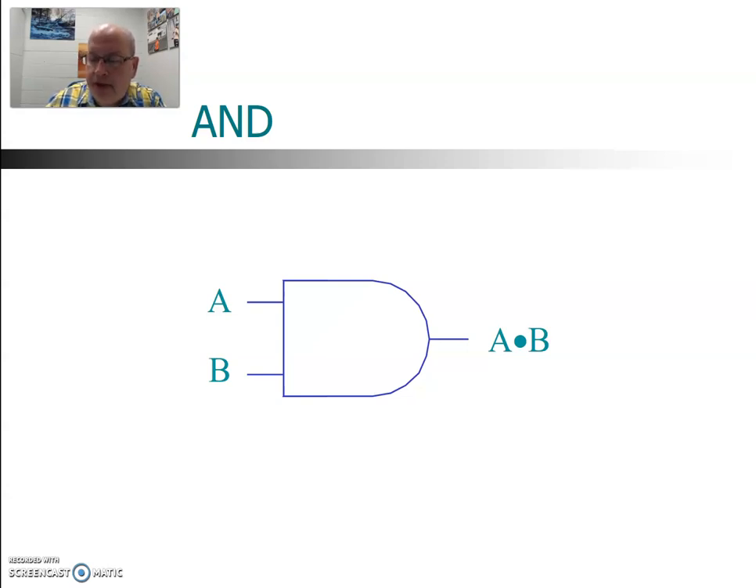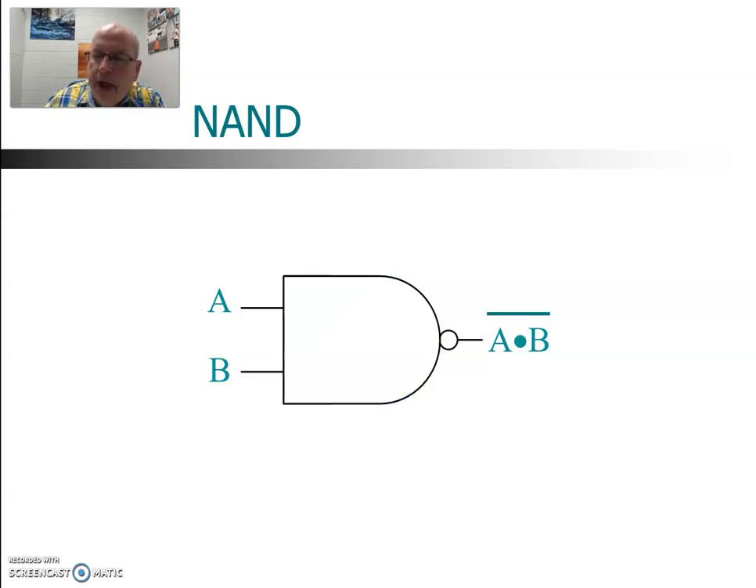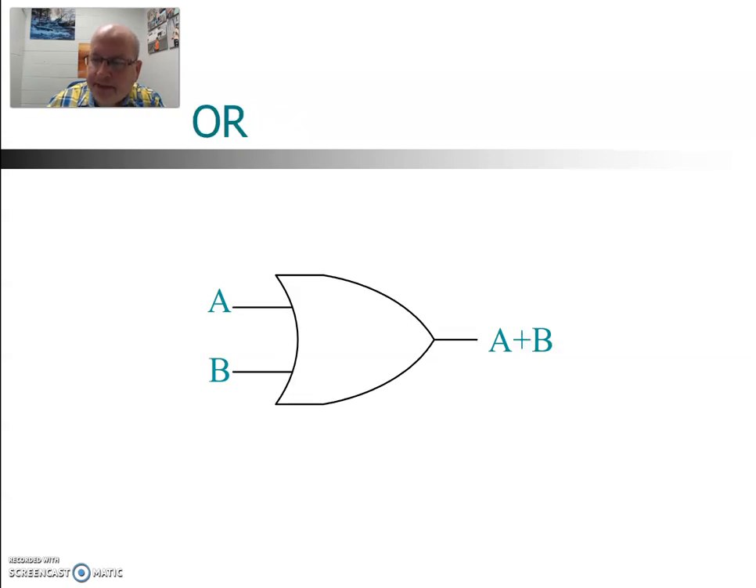And remember, multiplication may or may not be depicted with a dot. Sometimes we just have the letters adjacent to each other to indicate multiplication. The NAND function is very similar, A ANDed with B, but this time we invert it, and we indicate inversion in Boolean by putting an overbar over the top of the expression.